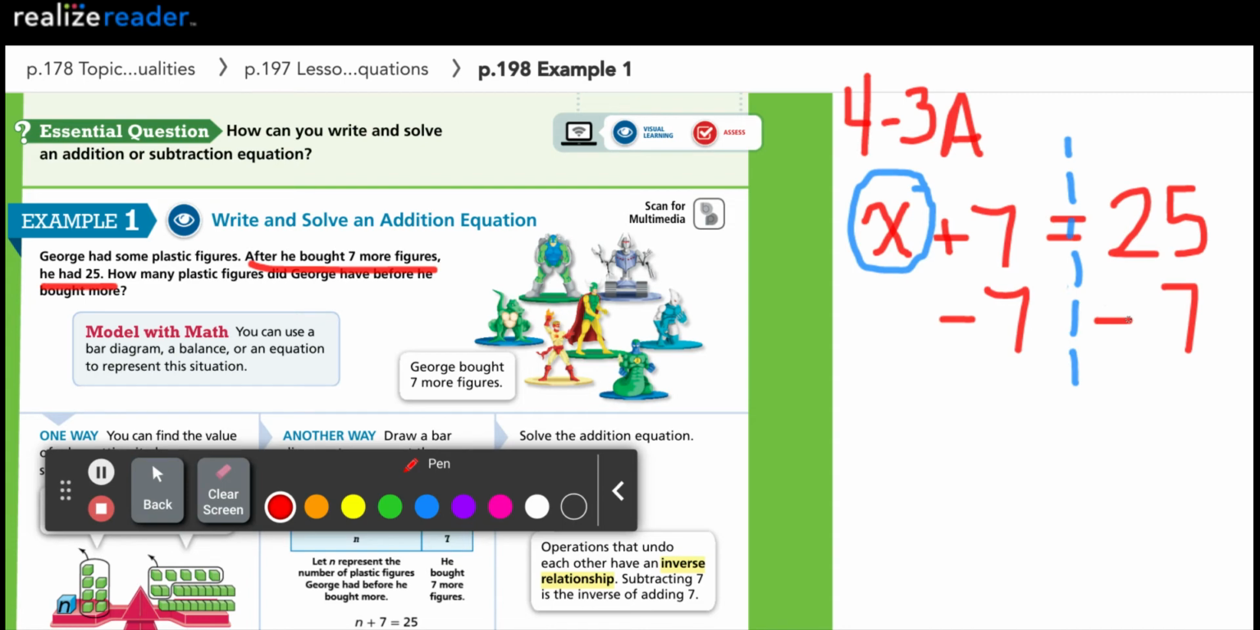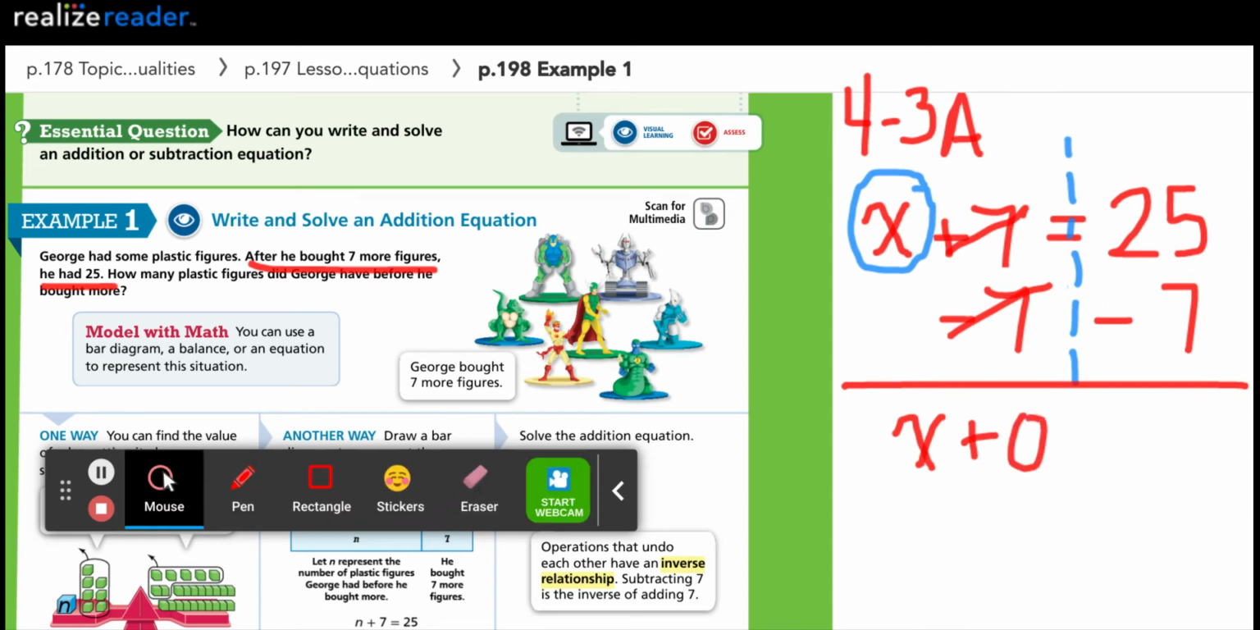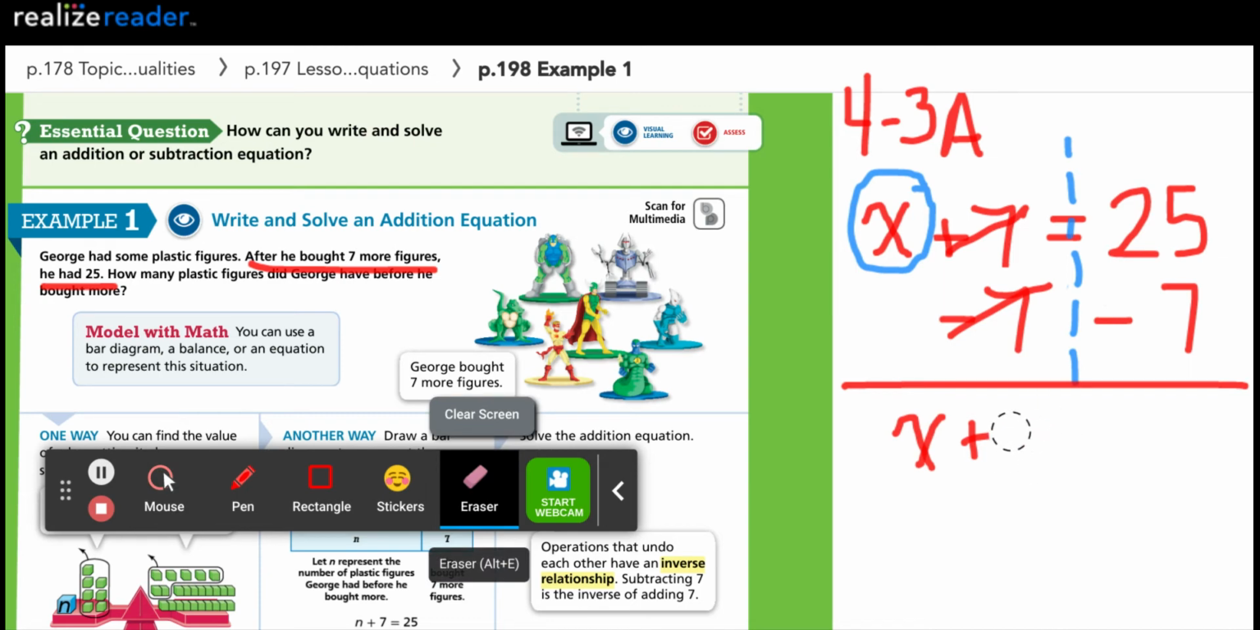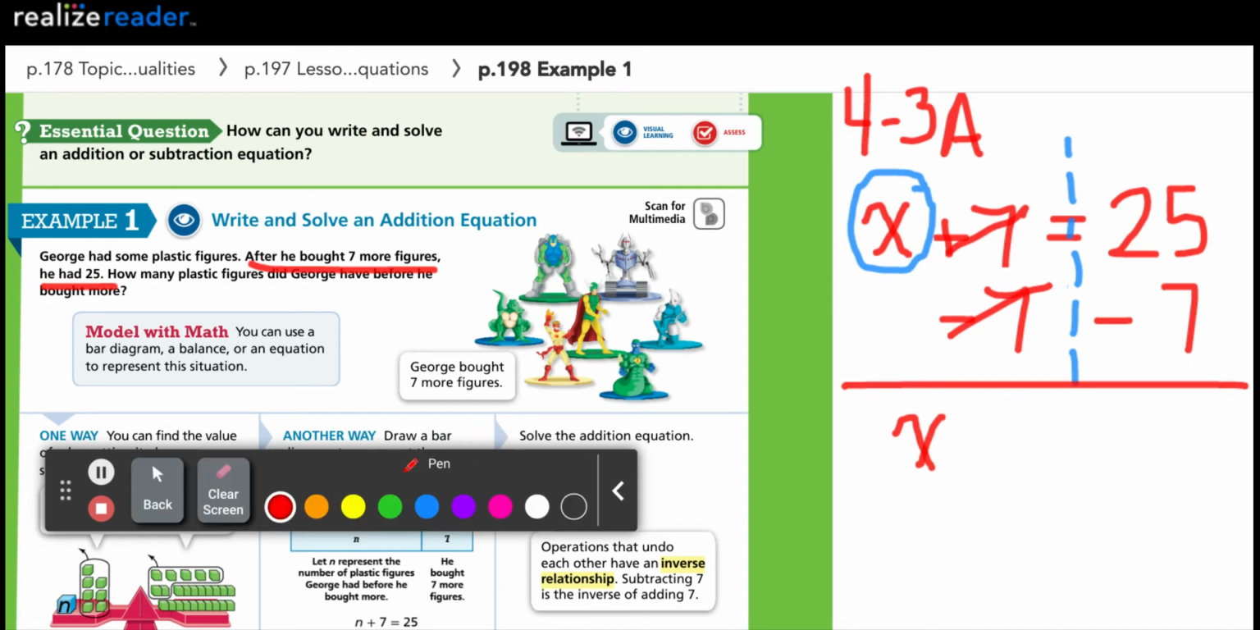So now let's look at what remains in our equation. X, let's bring down the X. Plus 7 minus 7, well, 7 minus 7 cancels out, and that gives us 0. So it's like we have x plus 0 here. Well, x plus 0 is really just x, so we're not going to write that plus 0. We're just going to leave it as x.